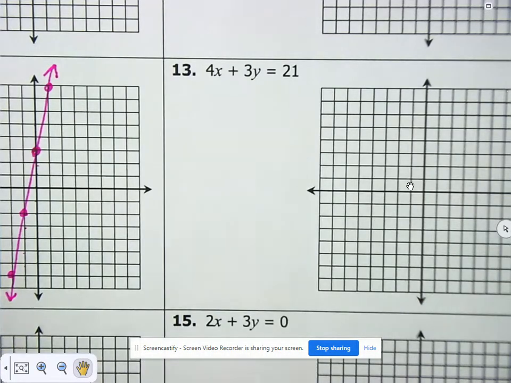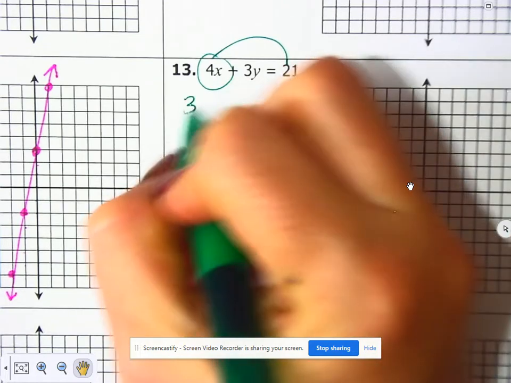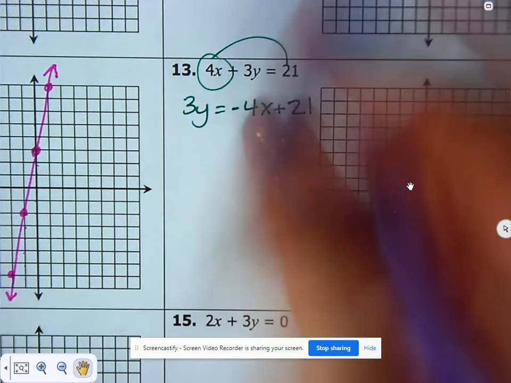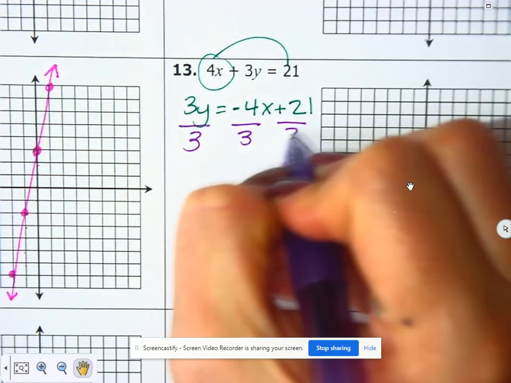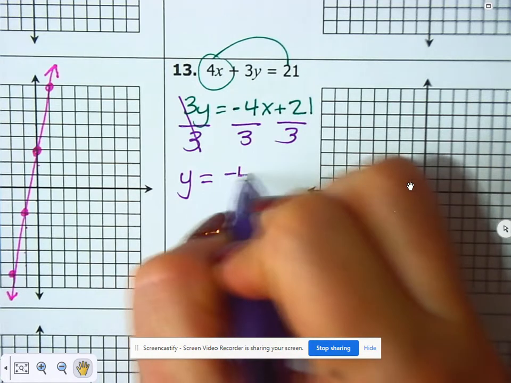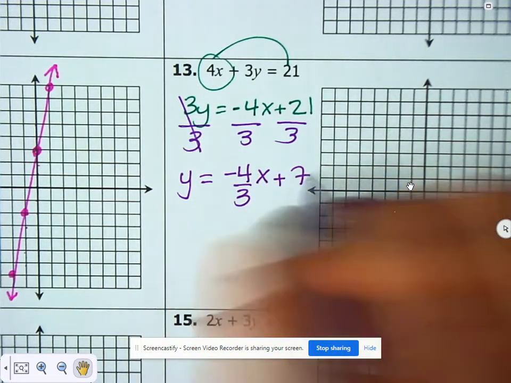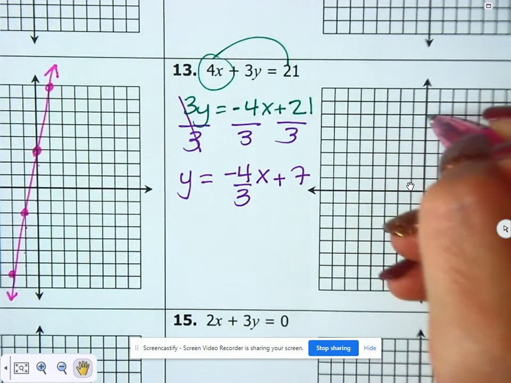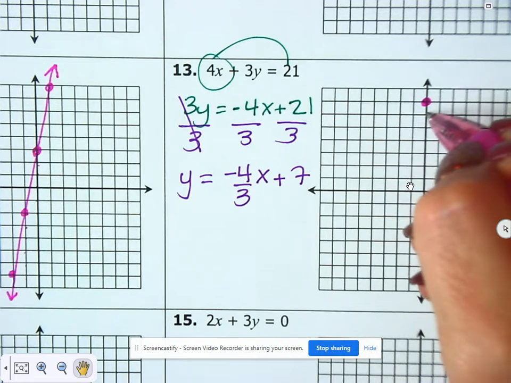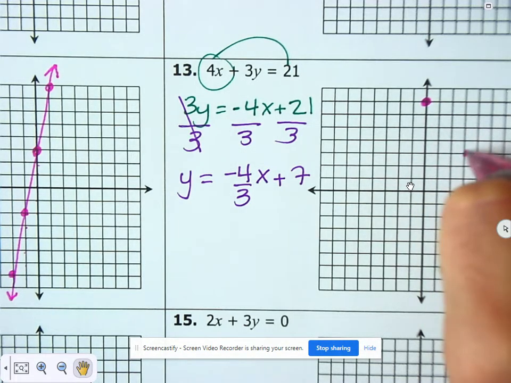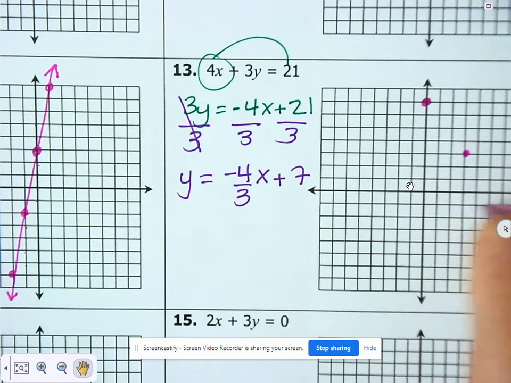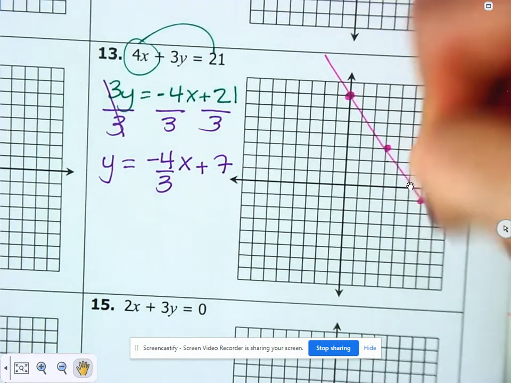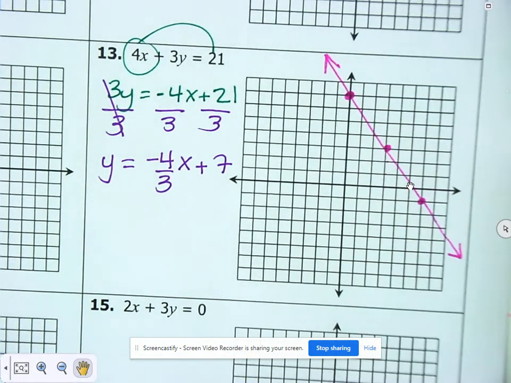All right. 13. Move your x and it becomes negative. And remember, it always goes right after the equal sign because that's where it goes in slope-intercept form. Okay, so we're going to start at 7. Ooh, all the way up here, and we're going to go down 4 and right 3, and we can do that again. And we can go down 4 again, but we can't go right 3, so we're going to stop right there. That's a pretty line, y'all.